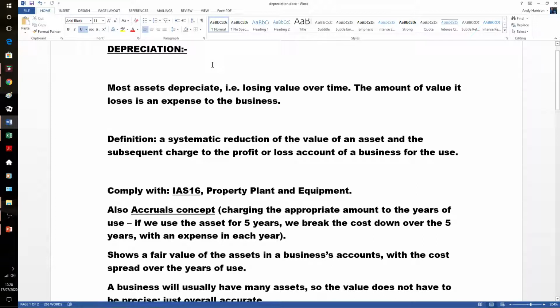So we know that most assets depreciate, in other words they lose value over time. So the amount of value it loses is an expense to the business. If something isn't worth what it was a year ago, it's cost us. It may be that we're saving up to replace it, for instance.